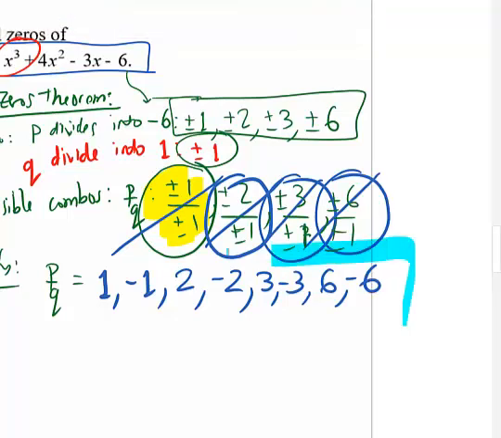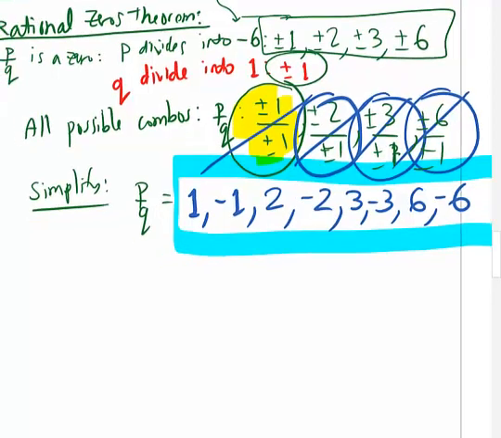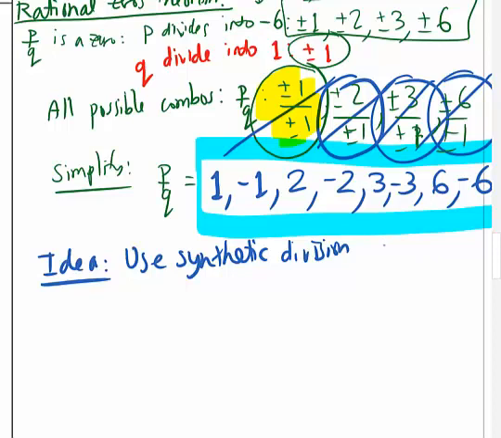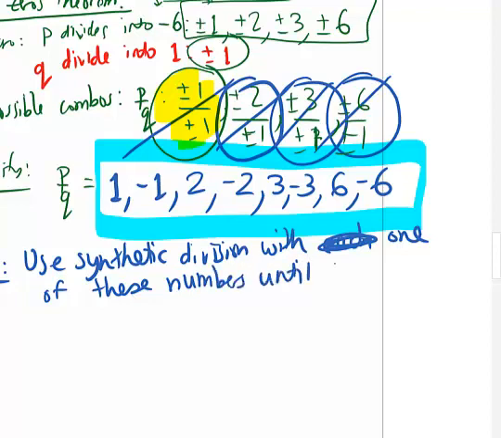So this is the final result of the rational zeros theorem. This is what we want. This is our list of candidates that we're going to guess from to do synthetic division until we get a zero remainder. That's the idea. So at this point, my idea is to use synthetic division with one of these numbers until I get a zero remainder. Then I know I found a good one.